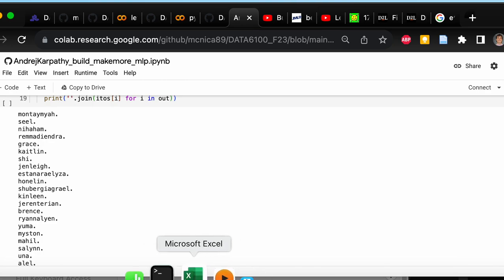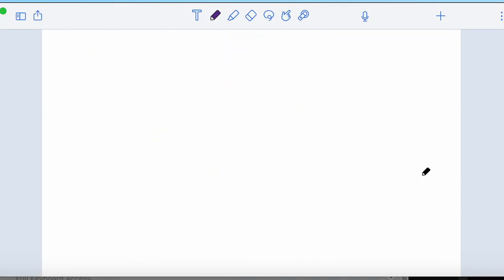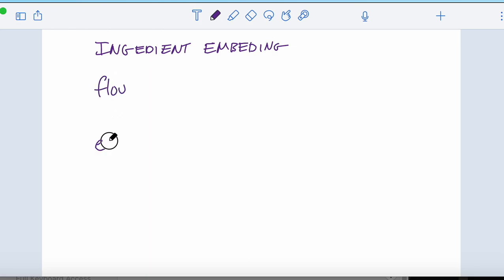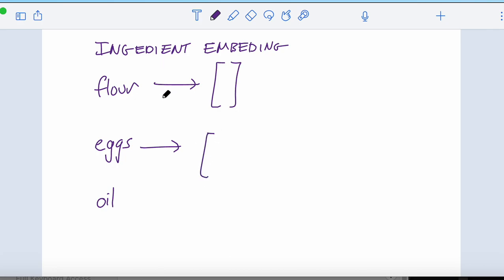So you could say, I have, let's see what you could do. I'll draw a picture. You could have an ingredient embedding. And what you could do is you could embed your ingredients. So maybe the ingredients are flour, eggs, and oil, right? And each of these become a vector in some low dimensional thing. So this is the ingredient embedding vector. Maybe it's 6 dimensional, I don't know. You get to pick the dimension.